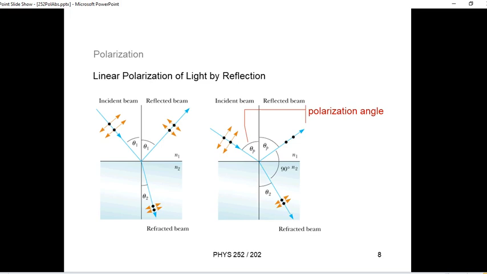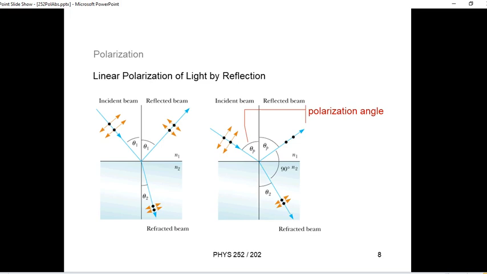Notice that the electric field axis in and out of the screen of the reflected light is parallel to the reflecting surface, okay? All right, now, another thing to note is as the angle of incidence gets closer to this polarization angle, more of the light that's reflected is linearly polarized. So it's a gradual thing.